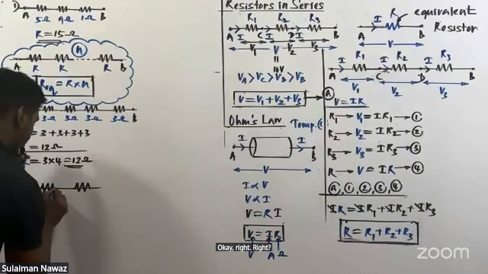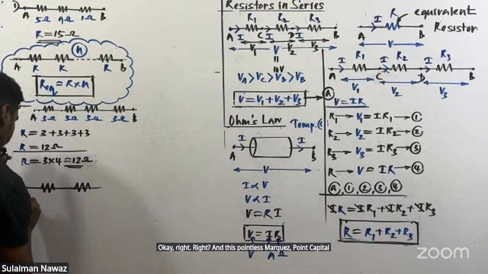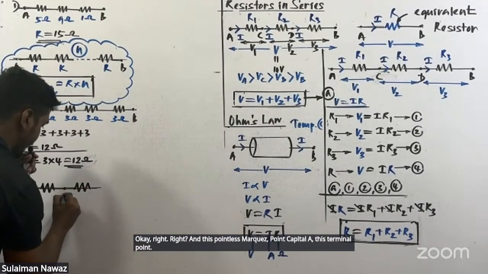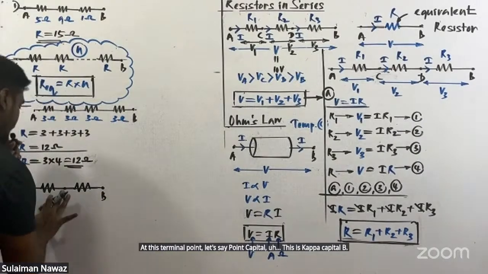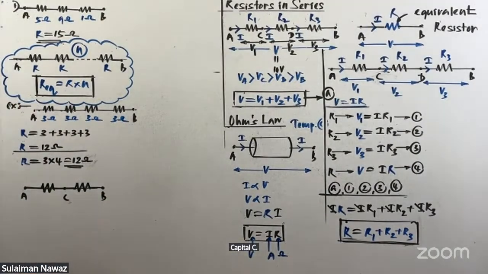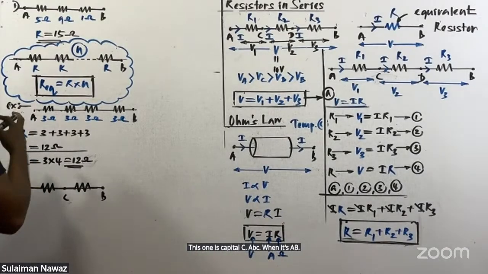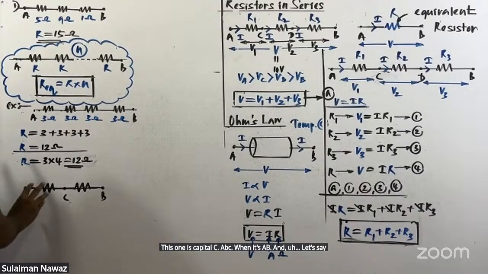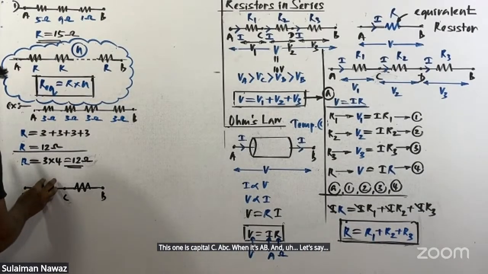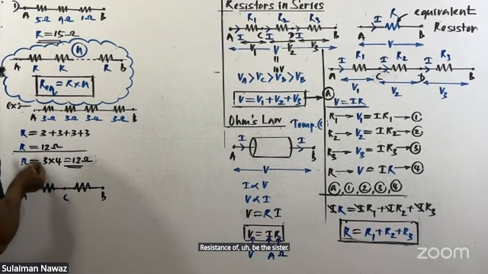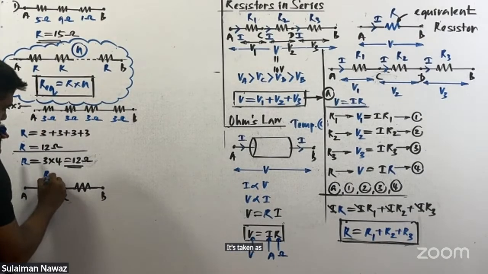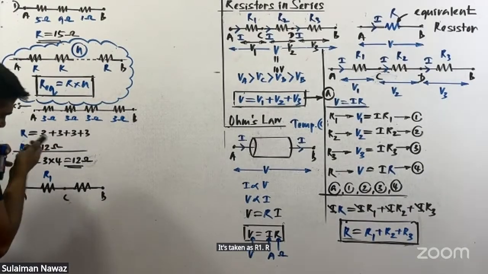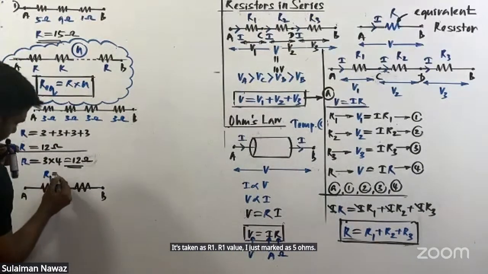And this point let's mark as point capital A, this terminal point. This point is capital B, and this point is capital C. The resistance of this resistor, let's take it as R1. R1 value I just mark it as 5 ohms to understand the idea.